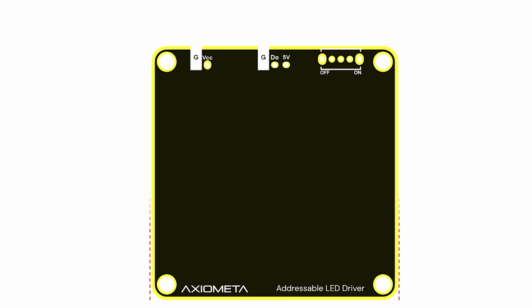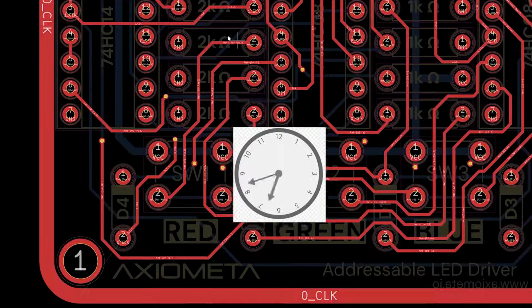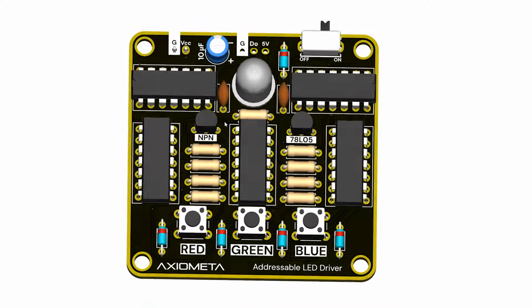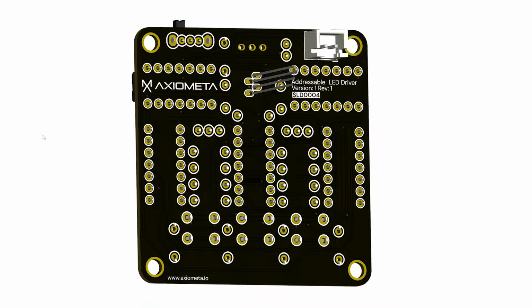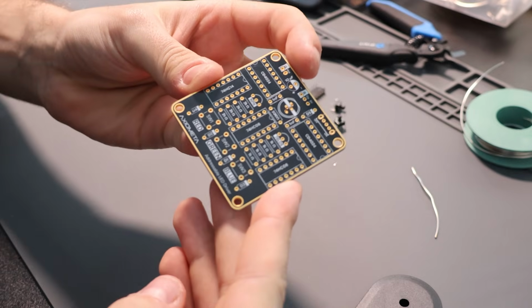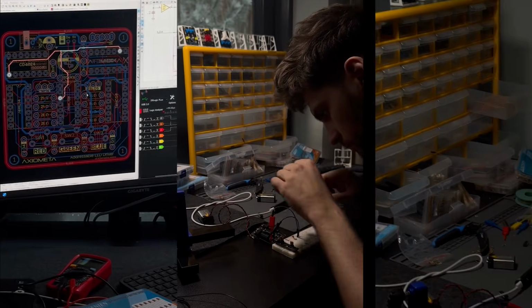Before the final test, I wanted to turn this into a soldering kit. I wanted it to be 55 by 55 and symmetrical along the purple line. After laying out the PCB and routing everything, I ended up with this, including a through-hole addressable LED, so you guys can solder it as well. I exported it and waited. Anyways, here's the PCB.